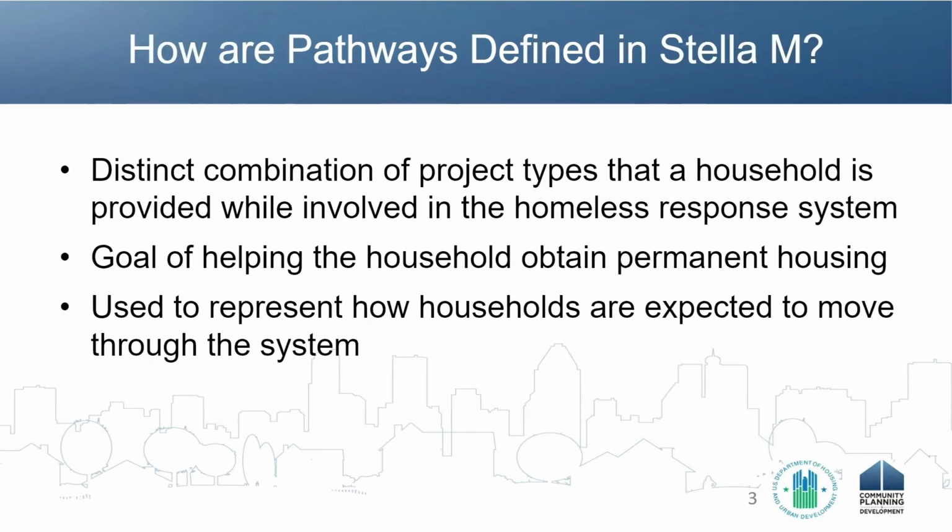How are pathways defined in Stella M? In Stella M, a pathway is a distinct combination of project types that a household is provided while involved in the homeless response system with the goal of helping the household obtain permanent housing. Pathways are used to represent how households are expected to move through the system. For example, a pathway could be a household entering an emergency shelter, getting connected to a rapid rehousing program, and then getting housed by that rapid rehousing program. It's important to determine what combinations of project types should be available in the ideal system.